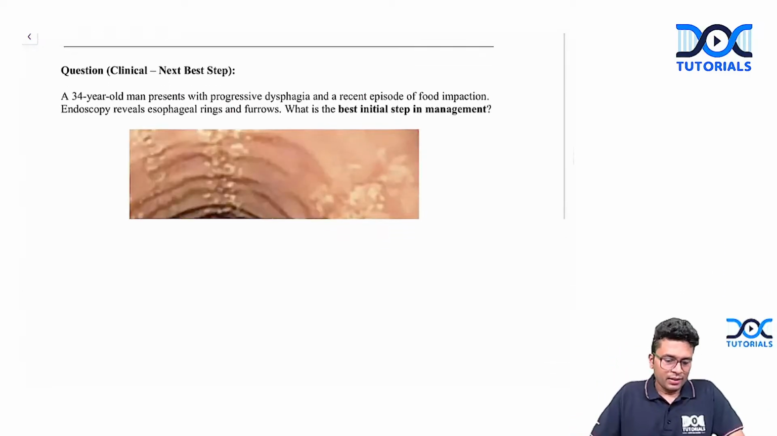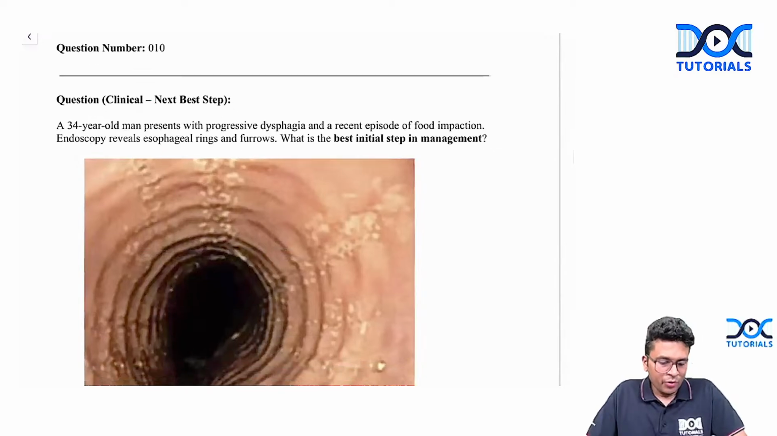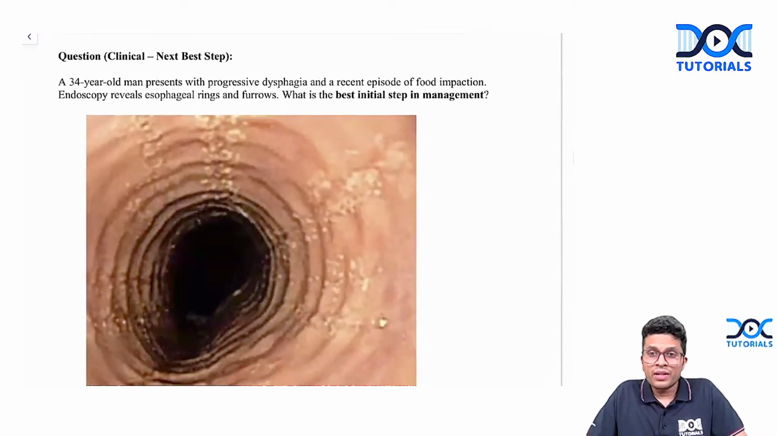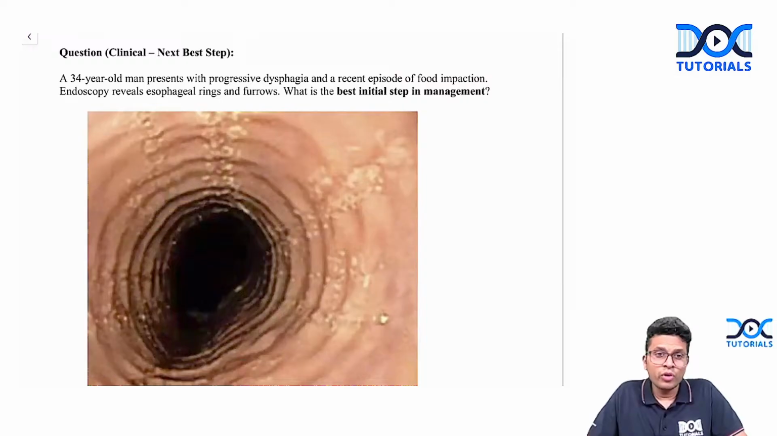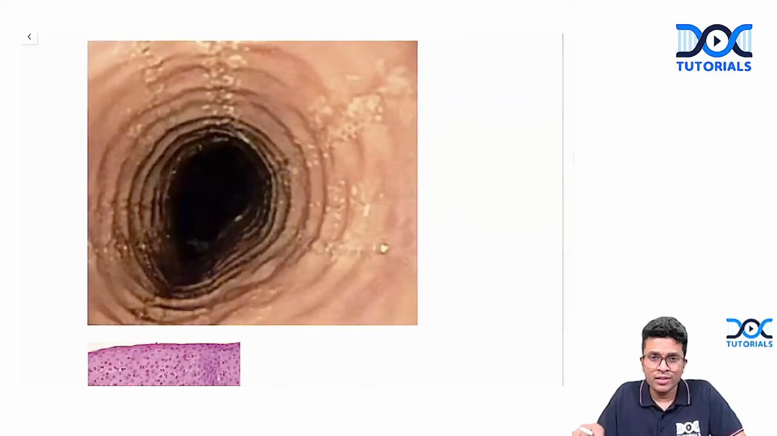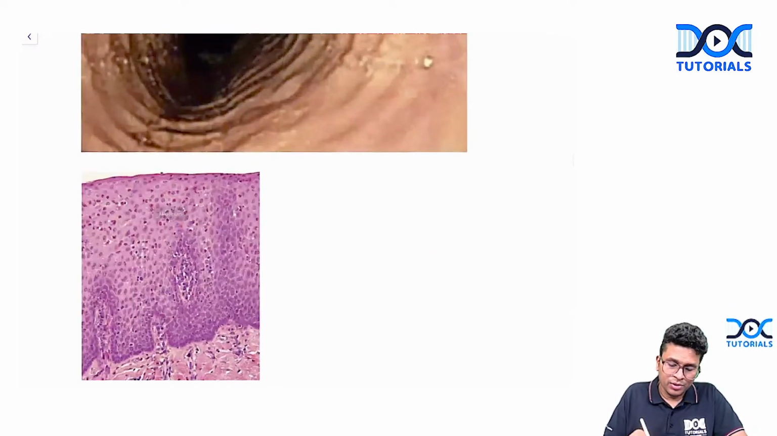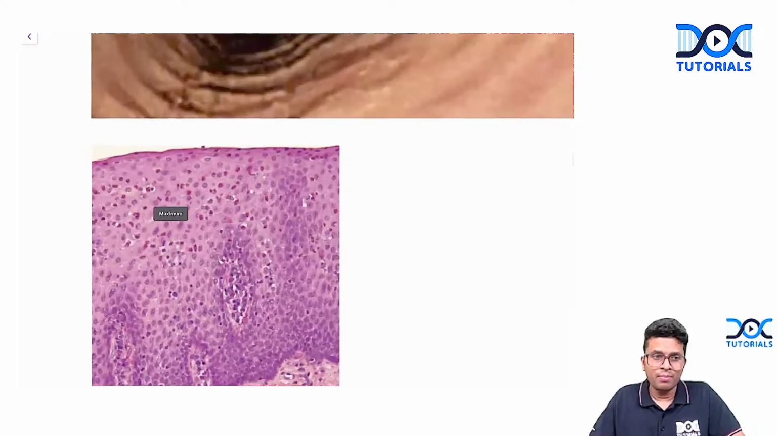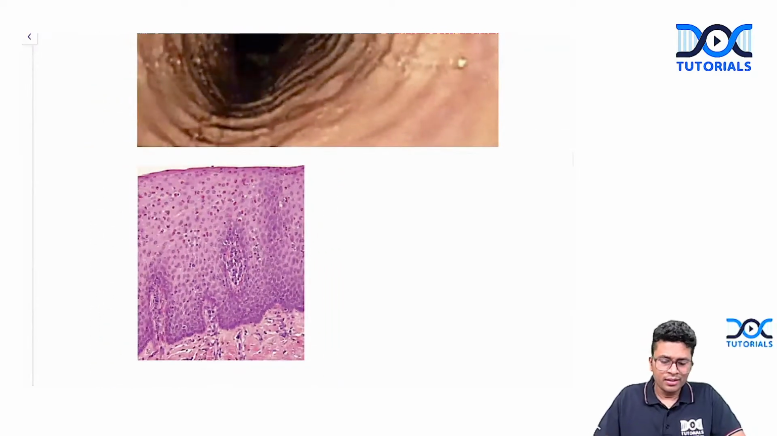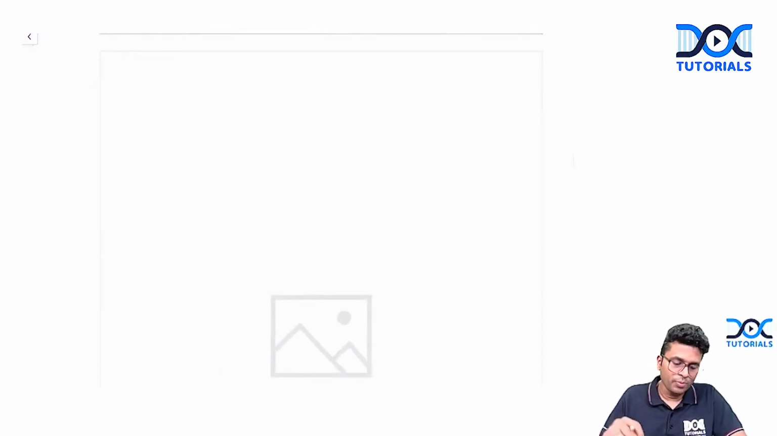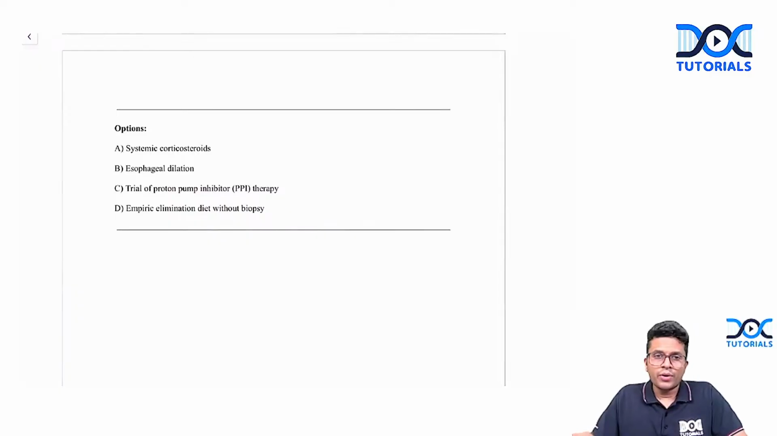Okay, next question. A 34-year-old male presents with progressive dysphagia and a recent episode of food impaction. Endoscopy shows these rings and furrows, which by now you should know. This is feline esophagus, and some exudates are seen. This is also a picture showing raised eosinophils in the stratified epithelium of the esophagus. This is eosinophilic esophagitis.